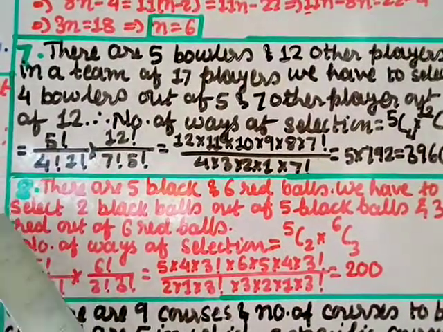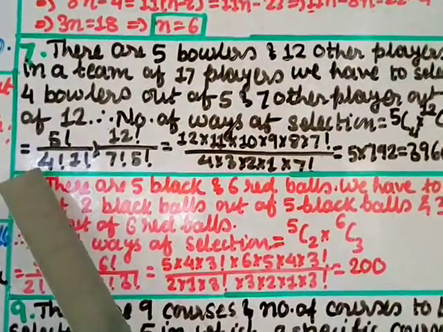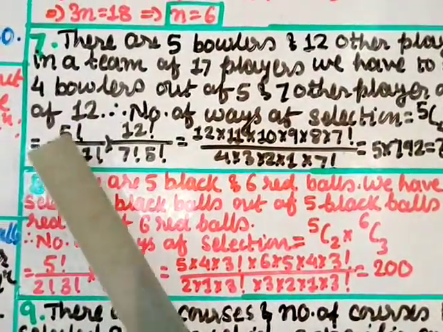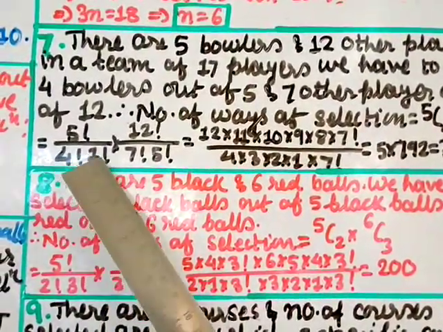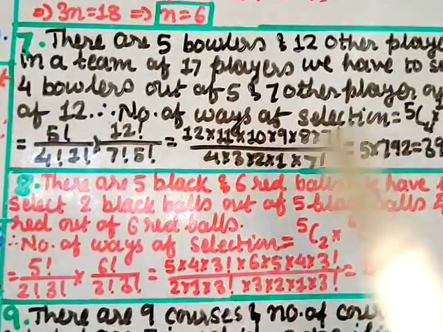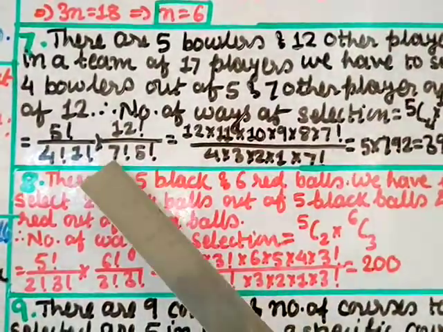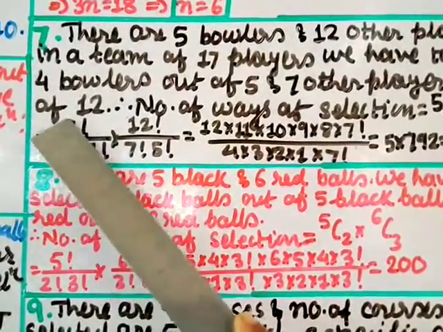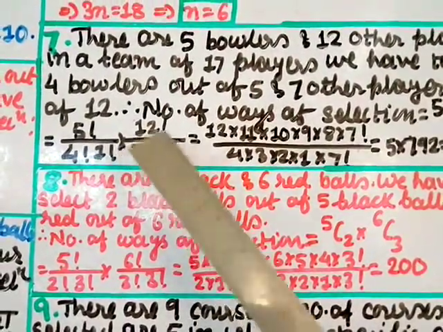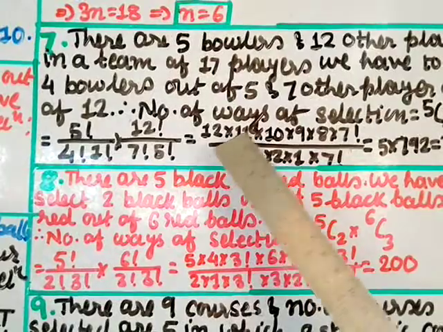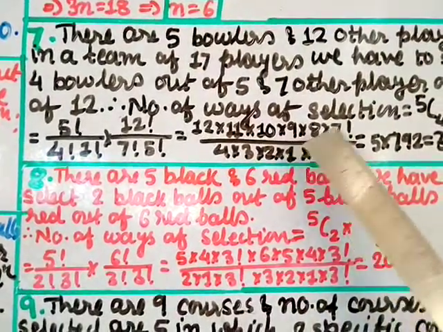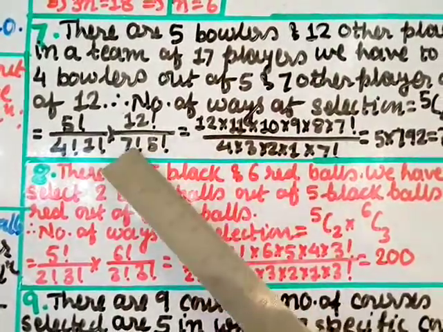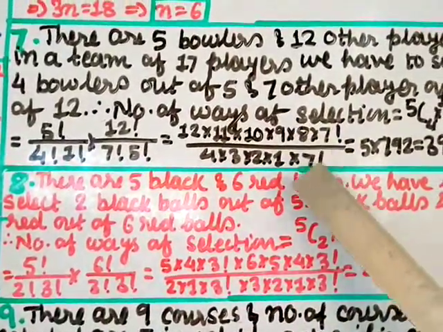So 5C4 into 12C7. The formula for 5C4 is 5 factorial divided by 4 factorial into 5 minus 4, that is 1 factorial. That is n minus r. And for 12C7 the formula will be 12 factorial divided by 7 factorial into 12 minus 7, that is 5 factorial. So here 5 factorial you can cut. 12 factorial I can write as 12 into 11 into 10 into 9 into 8 into 7 factorial. 4 factorial can be written as 4 into 3 into 2 into 1, and 7 factorial as it is. 7 factorial you can cut.